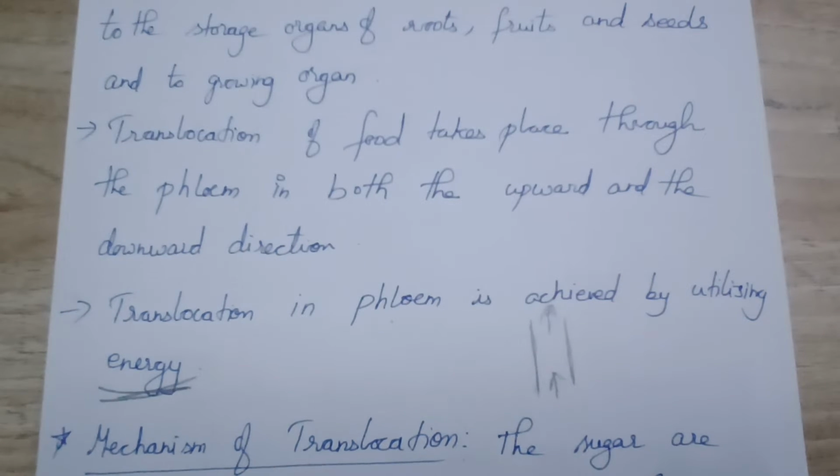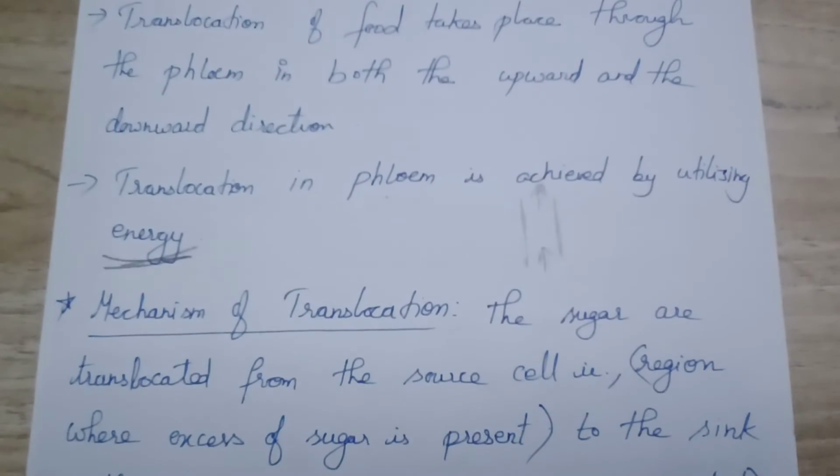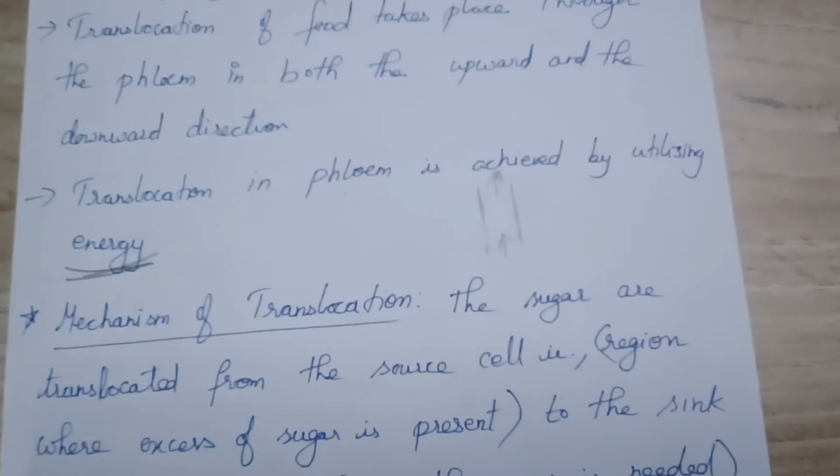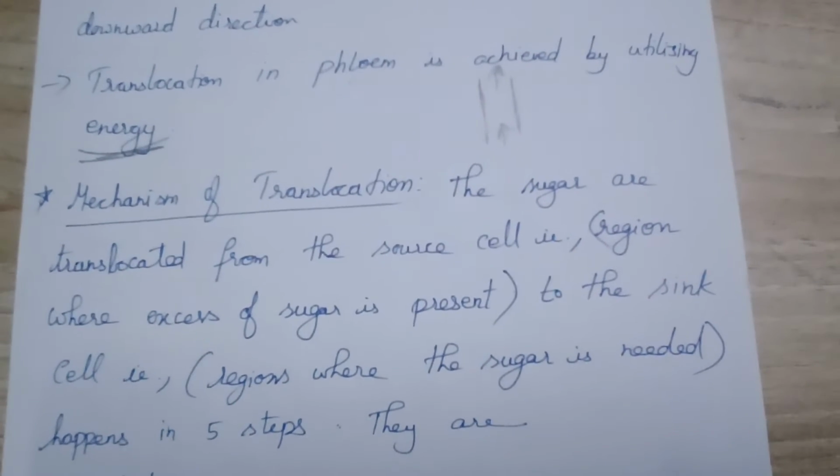Okay. Next, how is this mechanism happening? The mechanism of translocation. What is this actually? Wherever the food is more and excess food is there, it will be transported to some other place wherever it is needed, right? That process happens in 5 steps. Okay, we are going to see those steps.